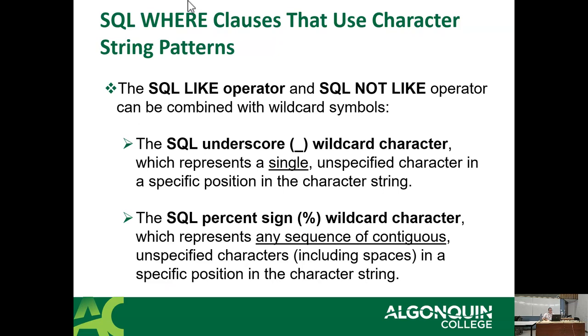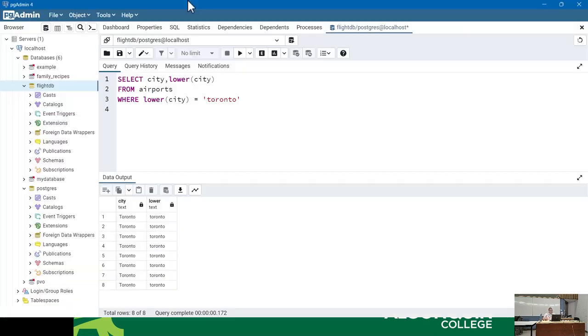Okay. So the like operator. The like operator, and also not like, can be combined with wildcard characters. We have the underscore wildcard character, which represents a single unspecified character in a specific position. Then we have the percent sign, which is zero or more characters until you hit whatever it is you're trying to match. I will demonstrate that momentarily. And then I'll show you guys the case insensitive version of it.